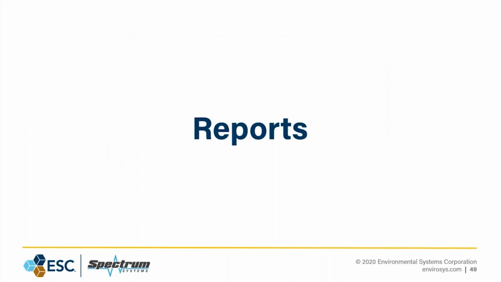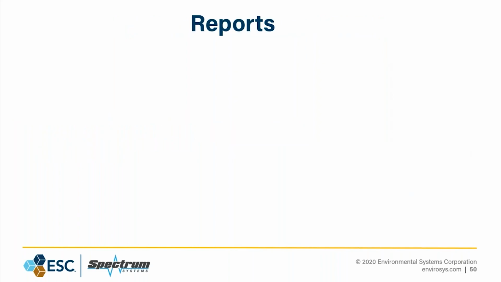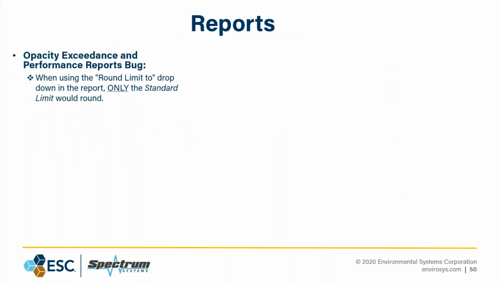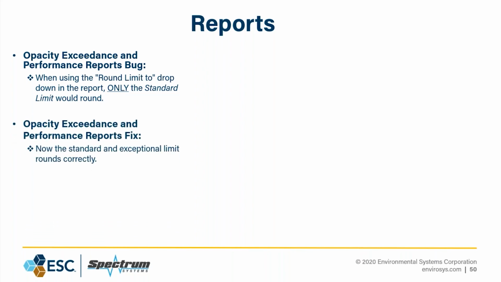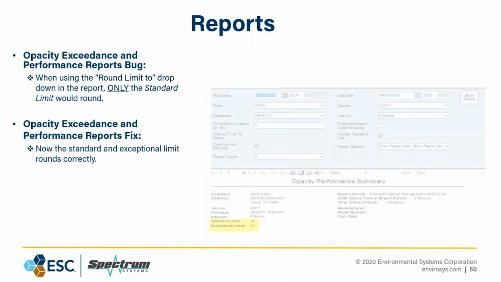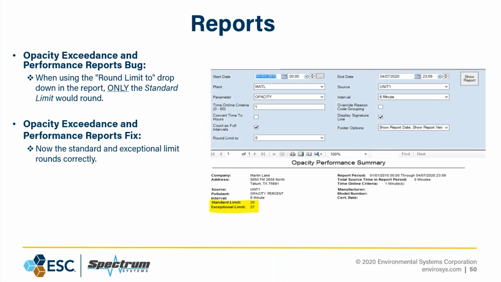So on to report bug fixes. Opacity exceedance and performance reports bugs. When using the round limit to drop down in a report, only the standard limit would round. That has been fixed. Now the standard and the exceptional limit round correctly.